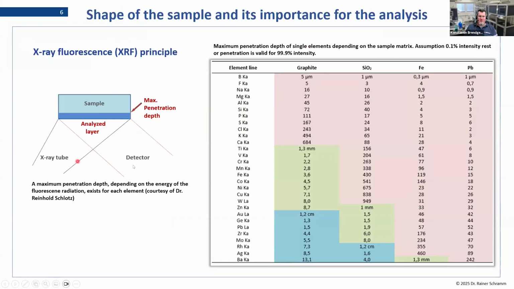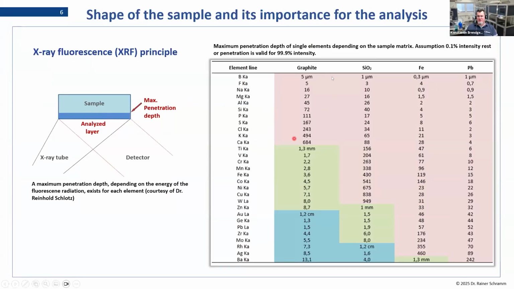You might be familiar with this picture. We used this a lot in the other presentations as well. But basically, when you're looking at X-ray fluorescence, you usually don't analyze the whole sample, but just a layer of it. And the layer depends on which analyte you're looking at. Heavier elements have a thicker layer, while light elements have a very thin one.